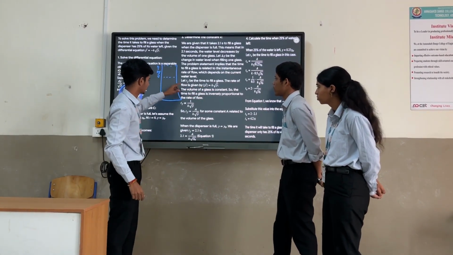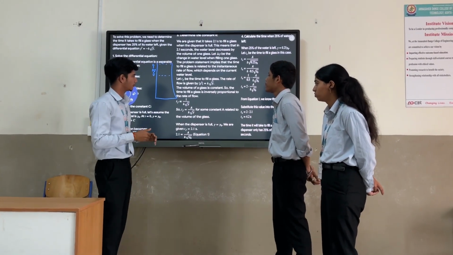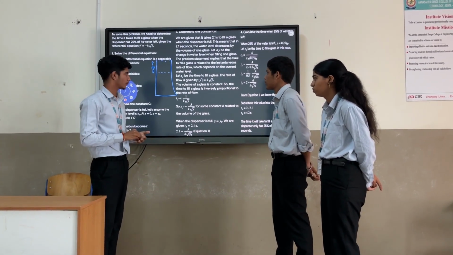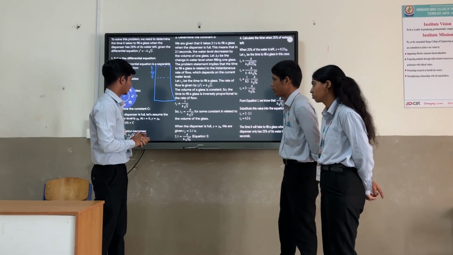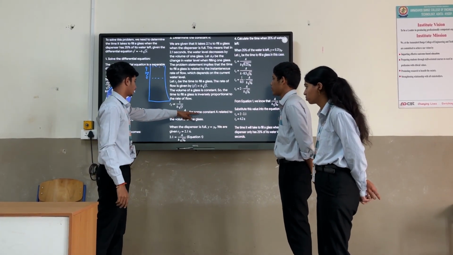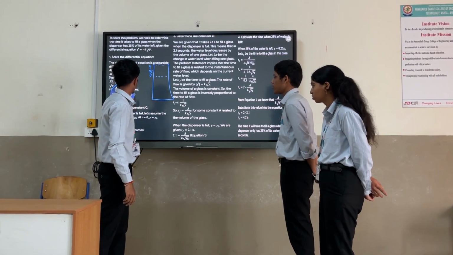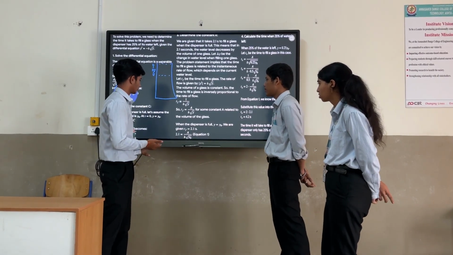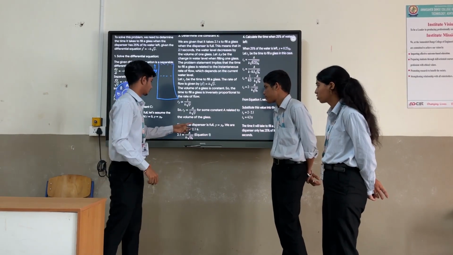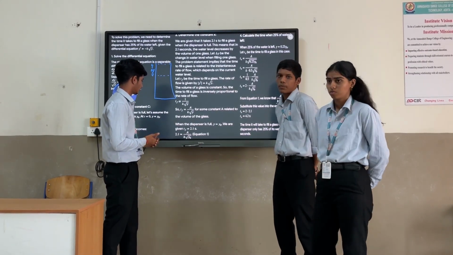this equation. Also, when the volume is constant, the time taken to fill a glass is inversely proportional to the rate of flow. So we introduce a constant to make this proportionality sign an equals sign. When the dispenser is full, the level is y naught, and we are given the time.